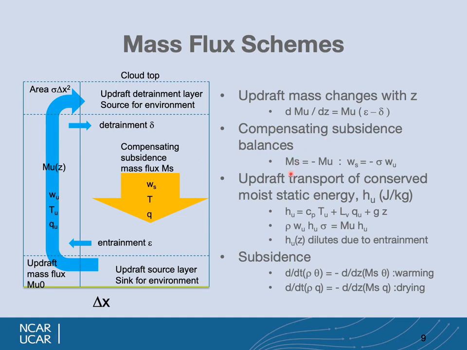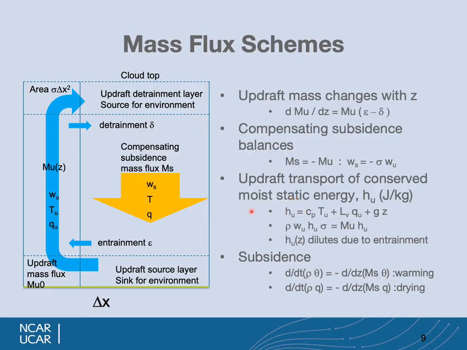The compensating subsidence balances this mass flux, so there's an equal mass coming down as up, which has a corresponding subsidence velocity which is slow compared to the updraft one because it's a larger fraction of the area.